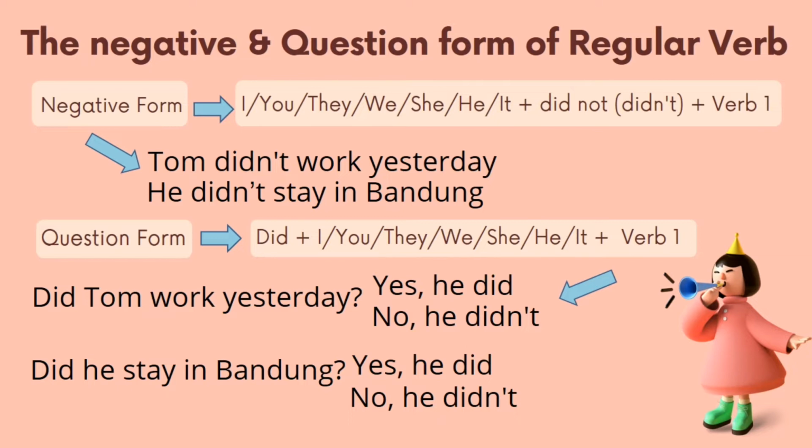For the question form, you put the word did in the beginning of the sentence before the subject. So the question form is did plus subject plus verb 1. For example, did Tom work yesterday? If the answer is yes, it is yes, he did. If the answer is no, it is no, he didn't. Another example, did he stay in Bandung? The answer is yes, he did or no, he didn't.